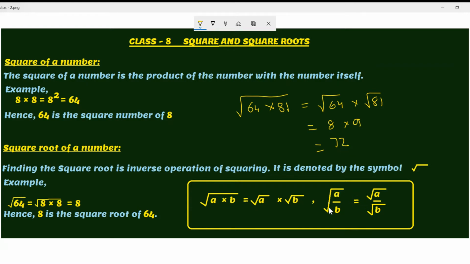This way we can split. If square root of a upon b, that one we can write like this, square root a upon root b. This way also you can write if they have given two numbers like this. Next we will move on to some properties of square numbers.